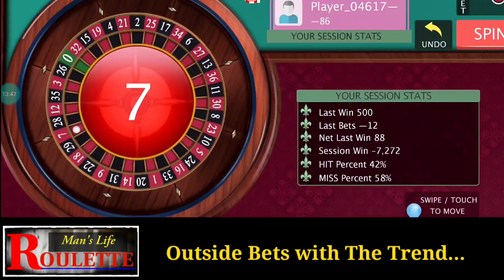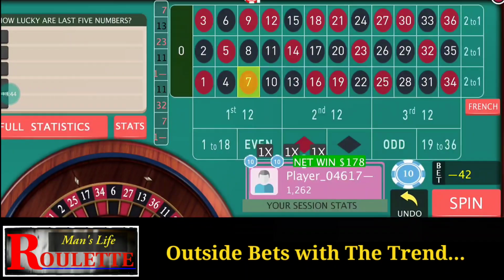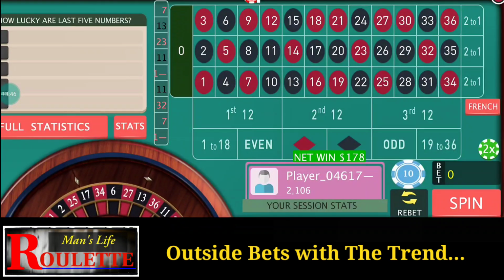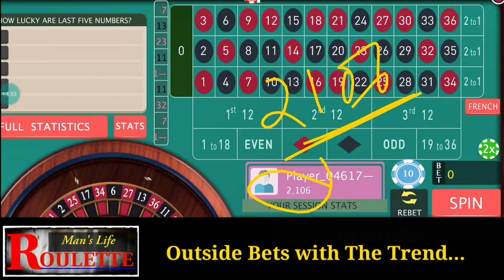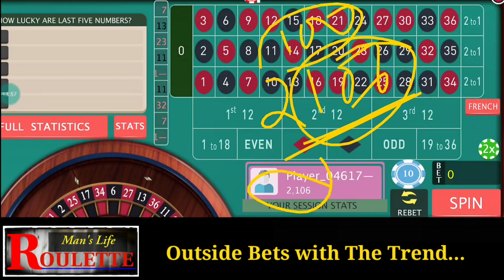It's number 7, and this time I win. Now you can see the bankroll. It's 2106. So my target was to make 100 units, and I make exactly 160 unit profit. So where I achieved that target?